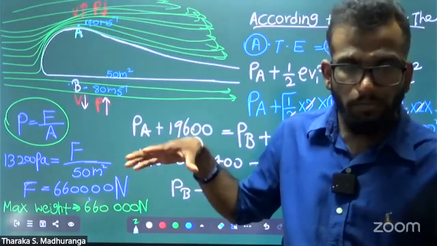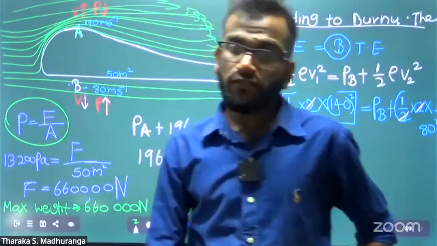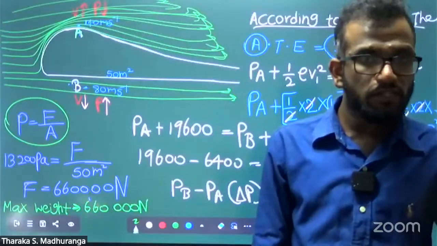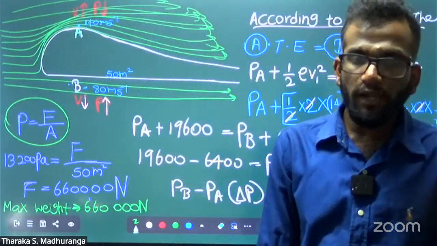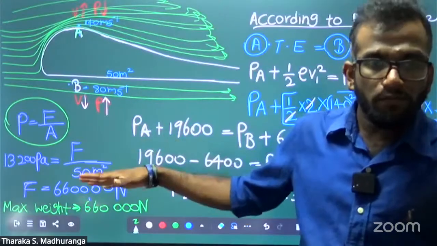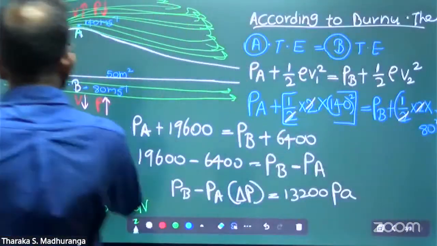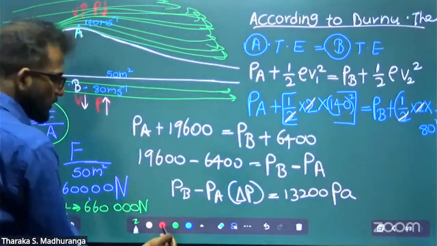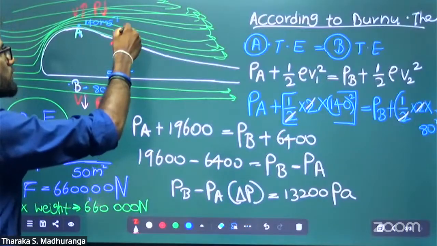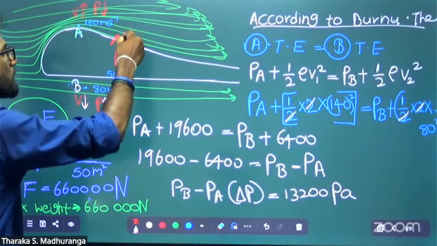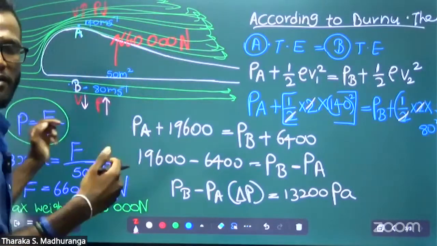But with this weight, it is very dangerous because if there is any disturbance, it can fall down. Therefore, we always need to maintain a weight less than this value. Now, in the upward direction, this amount of force is there: 6,600,000 force in the upward direction.